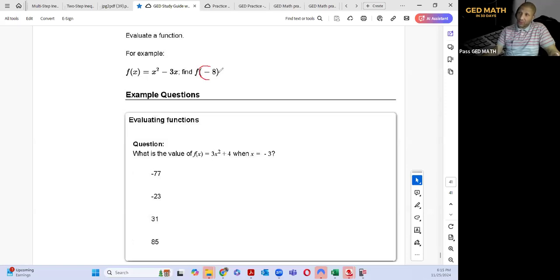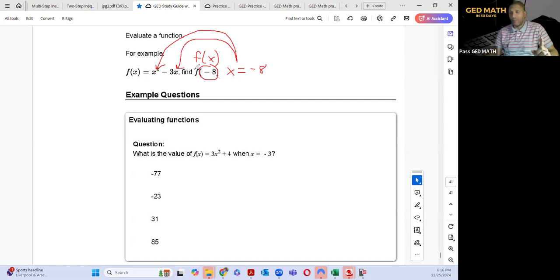So basically, when you see this, whatever's inside these parentheses is x. So basically, what it's saying is x is minus 8. And all you're going to do is plug minus 8 everywhere you see x. But this is the mistake that people make. So tell me if I'm right or wrong. So what I said was I'm going to put negative 8 everywhere x is. Is that correct?